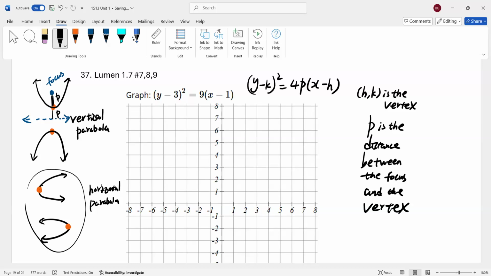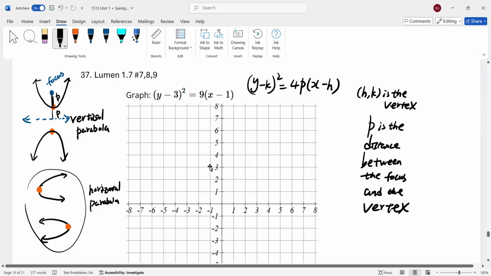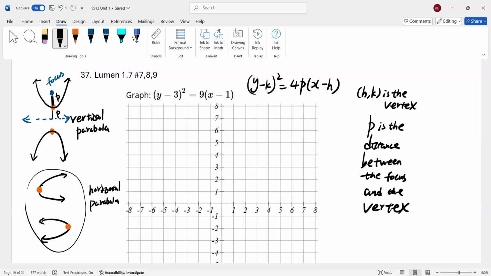So the efficient way to cover that part, so you don't struggle when you see something like that, is to go to Lumen and work on those 3 problems, okay? Lumen 1.7, problems 7, 8, 9. Maybe we can do 1 or 2. Let me stop share and go to our Lumen. Give me 1 second.